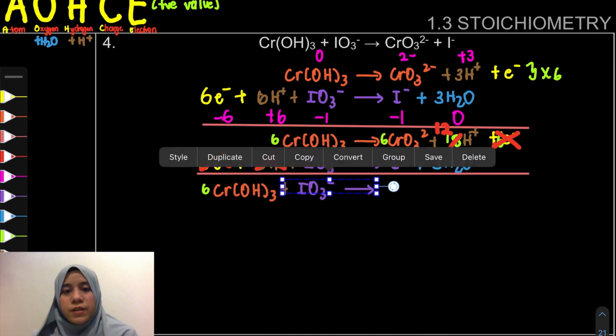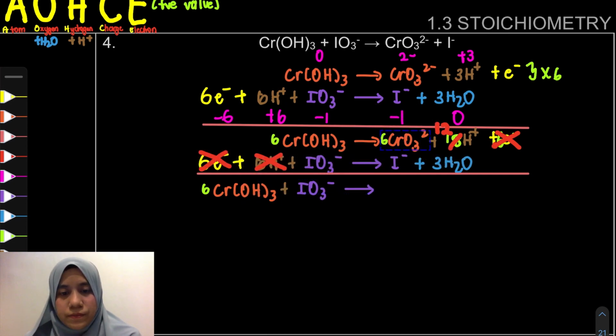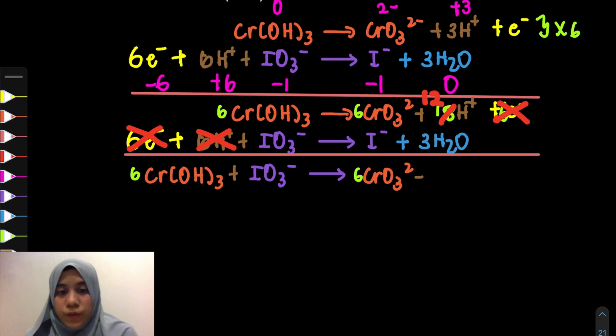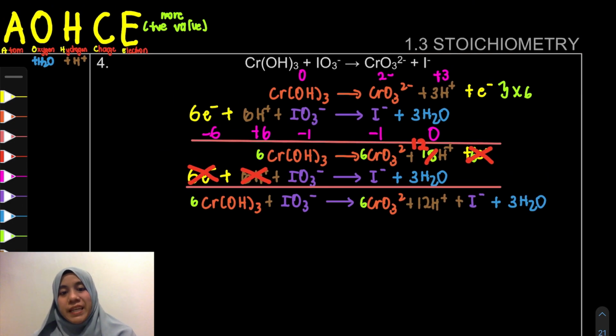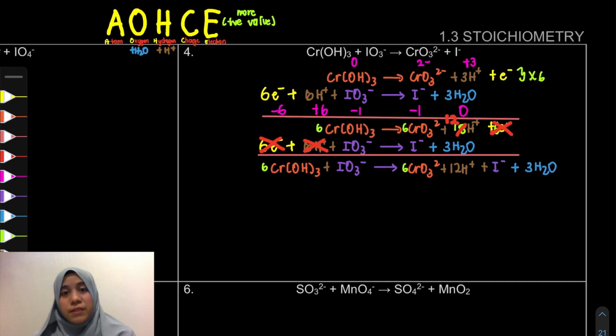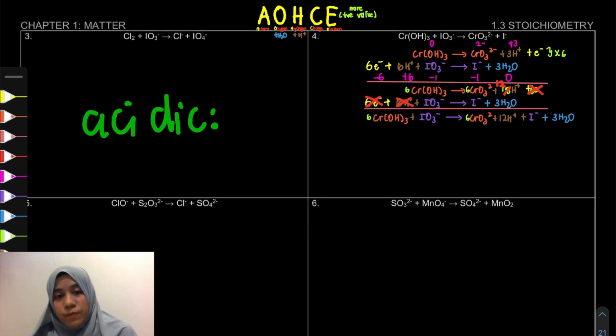Okay, so that's it. Make sure that for the final equation, the reactant must be on the reactant side, and the product must be on the product side. I'm just going to copy paste it here. Don't forget the H plus has become 12 H plus, with I minus plus 3 H2O. But this is not finished yet. This is only the acidic medium. But this question is an acidic medium anyway.